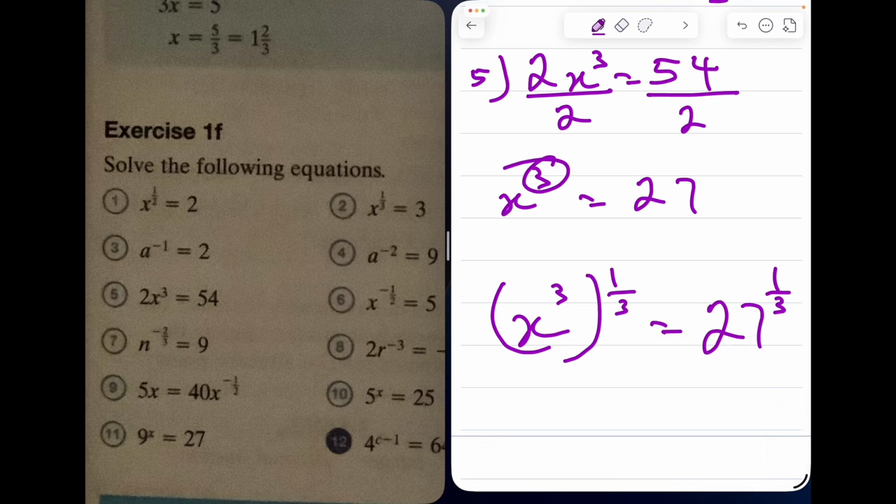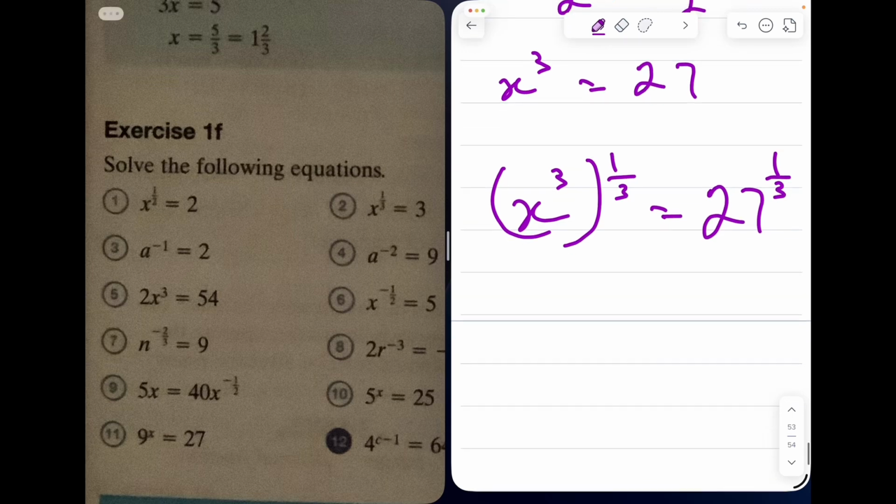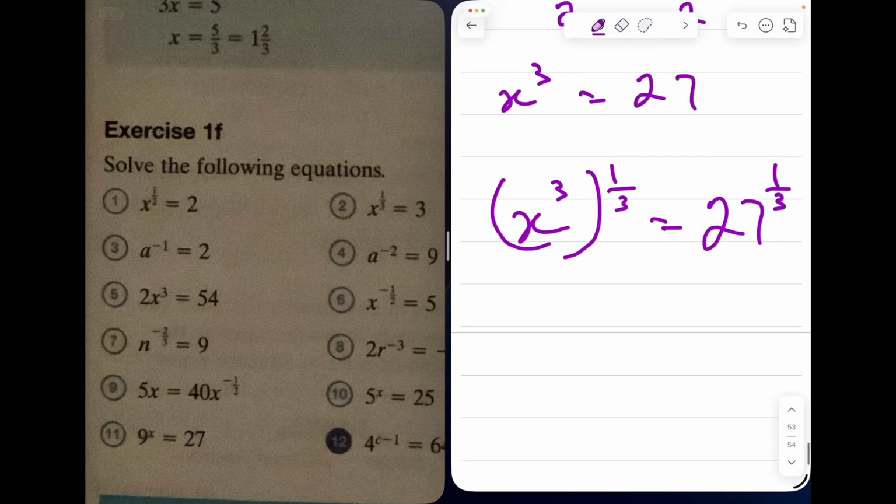So the reciprocal of that 3 is 1 over 3. So you are raising both sides to the power 1 over 3. That means x raised to power 3, raised to power 1 over 3, equals 27 raised to power 1 over 3. And this simply means 3 times 1 over 3 is 1. Yes, 3 here 1, 3 here 1.